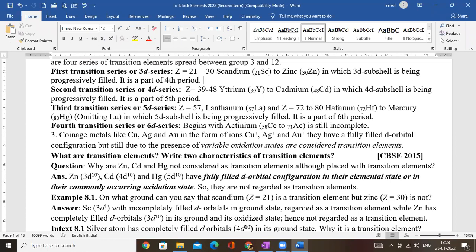Now the point is, what are the two characteristics of transition elements? The two characteristics of transition elements include: they are very good catalysts, they form alloys, they have variable oxidation states, and they have E naught values, most probably positive or negative values. So these are the characteristics of transition elements.